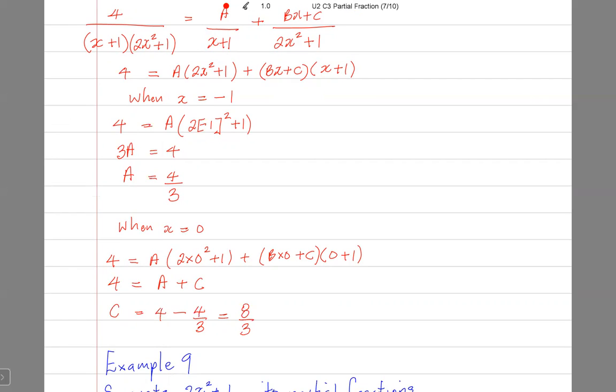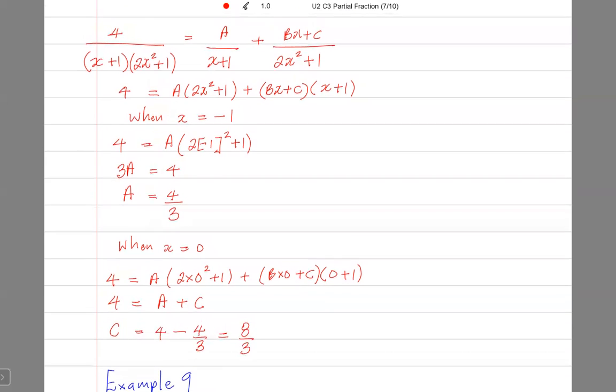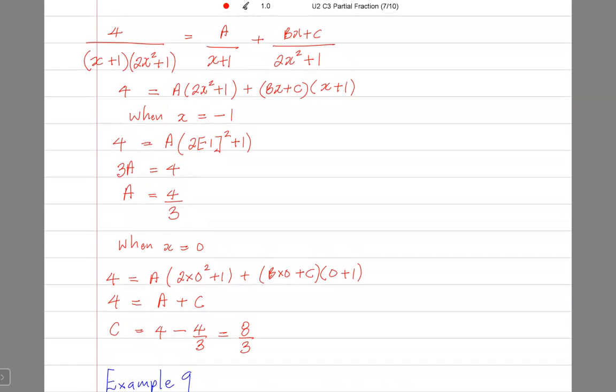4 is the same as saying 12 over 3. 12 over 3 minus 4 over 3 is 8 over 3. So I have A and C, and I need to get B. I can equate the x coefficients. I can equate the x square coefficient.